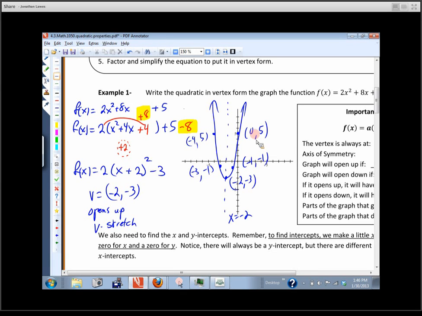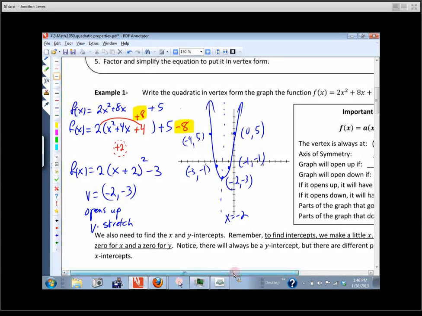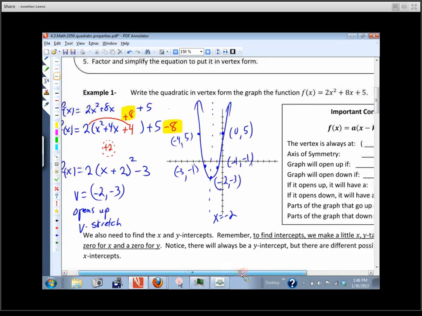Does this work if you plug it in? You plug in a 0, that's 2. 2 squared is 4, times 2 is 8. 8 minus 3 is 5. This happens to be the y-intercept. Okay, got a little bit lucky on that one. Okay, any questions there? It's all 10-10 stuff, right?